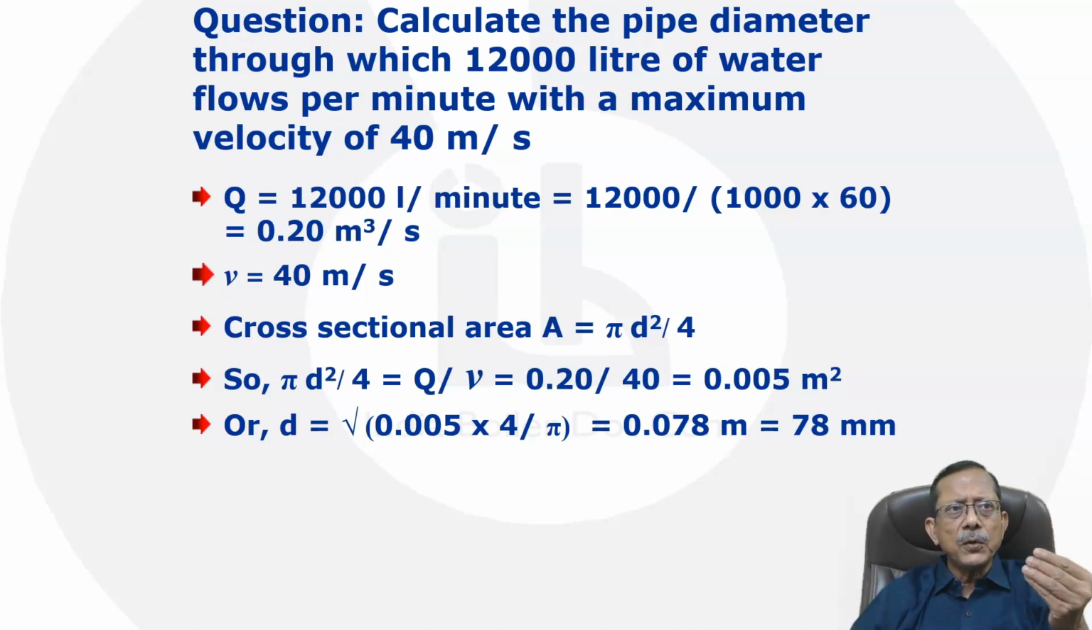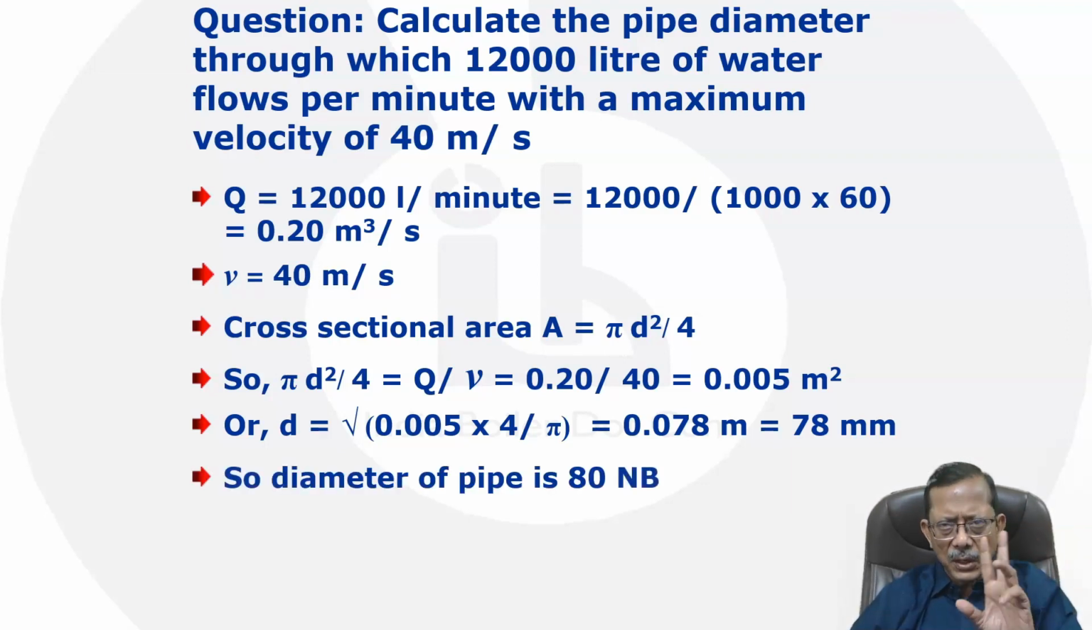Now, if we want to have a maximum velocity of 40 meter per second, so minimum diameter has to be 78 millimeter. So we have to choose 80 NB pipe, right? So your answer should come as the diameter of the pipe, the size of the pipe is 80 NB. Do not write 78 millimeter, because you are a boiler professional who is working, so you have to abide by the standard practices in the industry.